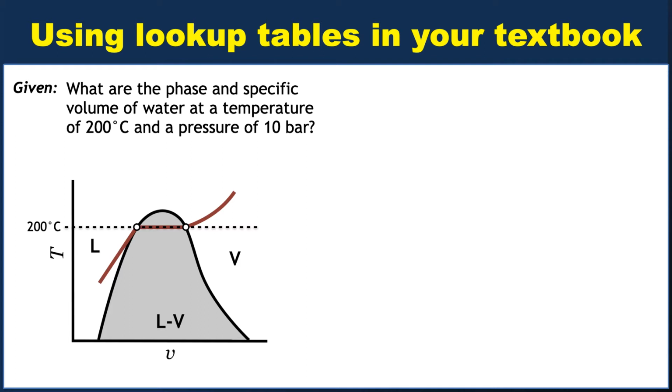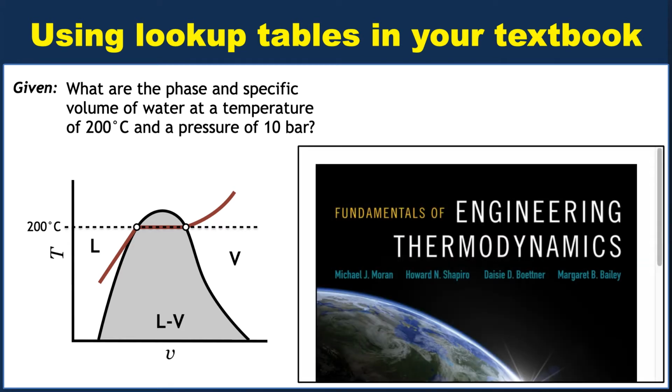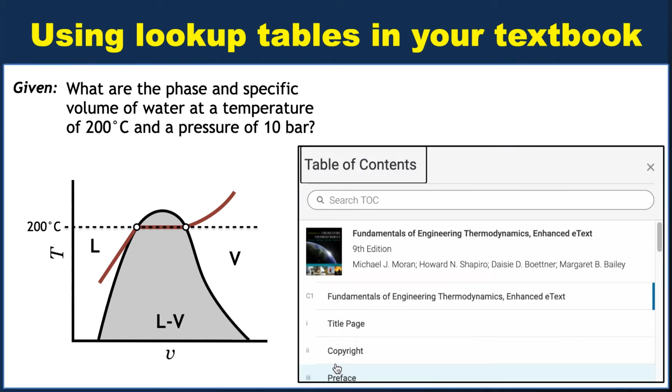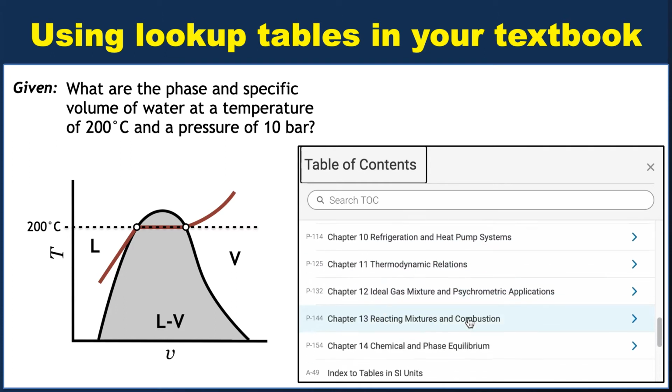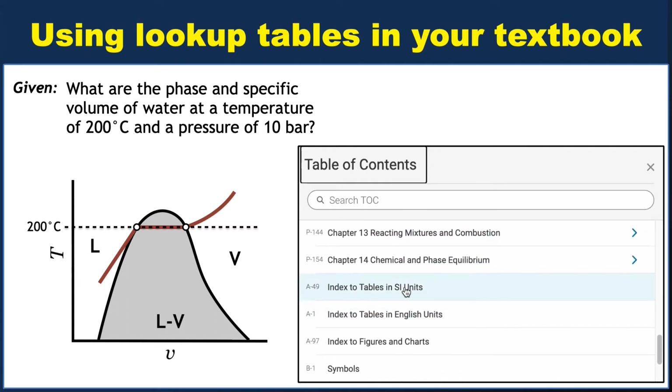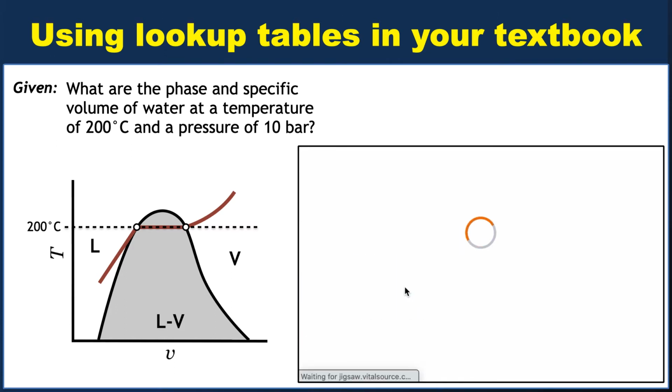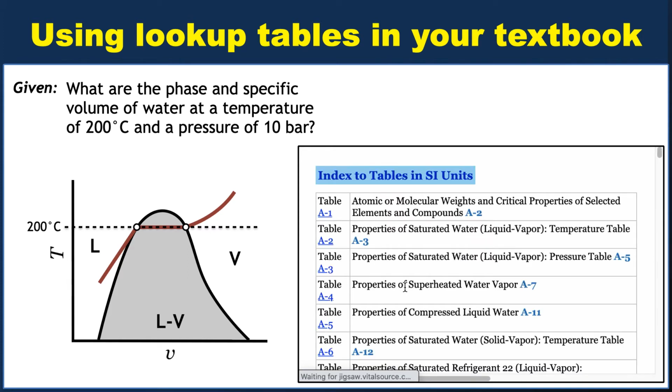Now, if we specified that temperature, it would be reasonable to try using our lookup tables to look according to temperature to see if we can find a pressure of 10 bar and then see what phase the substance is in. Over on the right, I'm going to show you a screen capture of the electronic version of our book where I do exactly that. So let's open the book, and I'll go to the table of contents first, go down here, and we scroll through almost all of the book, all of the chapters, to get to the appendices, and the first thing we want to see is the index to tables in SI units. There are so many tables in this book, there's an index to the tables.